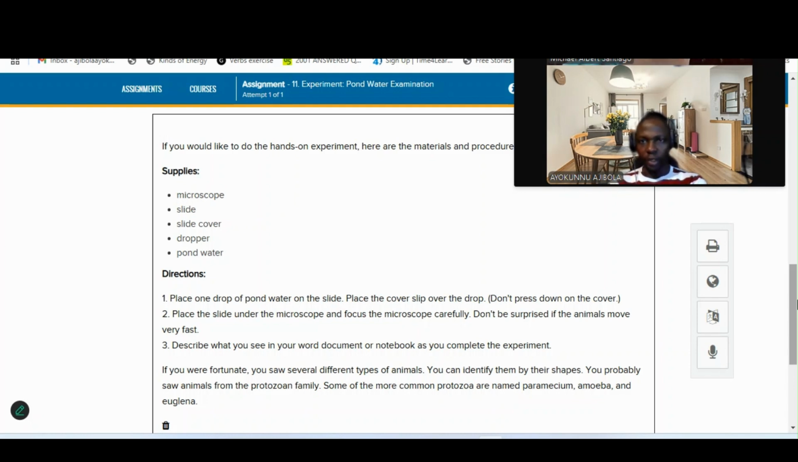If you were fortunate, you saw several types of animals. You can identify them by their shapes. Probably you saw some from the protozoan family. Some of the more common protozoa are named Paramecium, Amoeba, and Euglena.